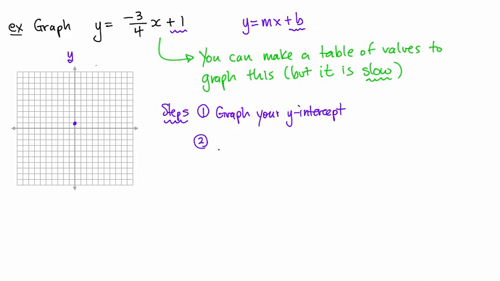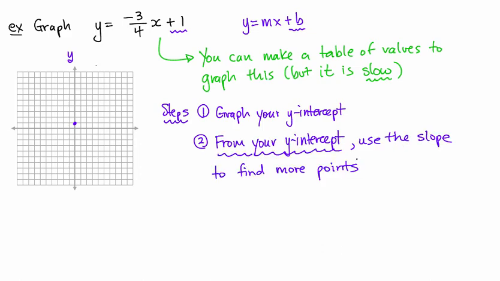And step number 2 is starting from your y-intercept. This is a mistake that a lot of students make. They don't start from the y-intercept. You must continue the patterning, the next step, from that y-intercept. You now use the slope to find more points. So this m value is the slope, and in this case that's this value here. So the question is, how do we use that slope? That slope, or the m value, how do we use that to find more points?